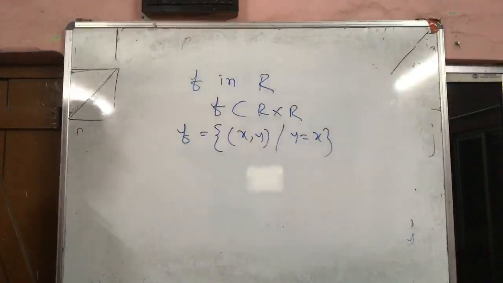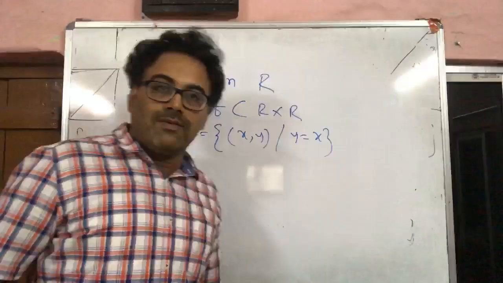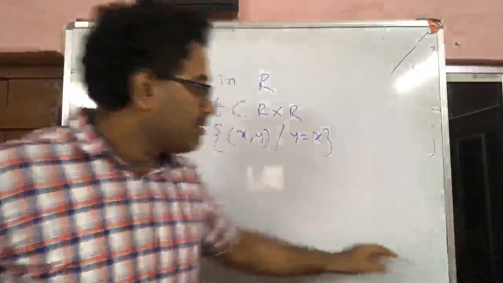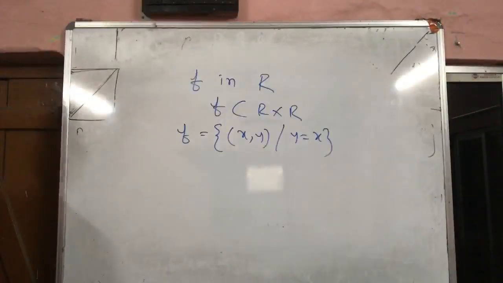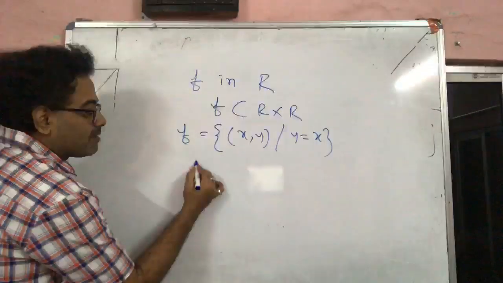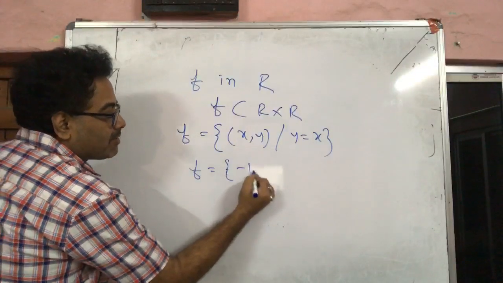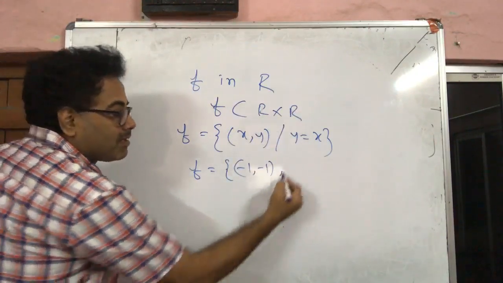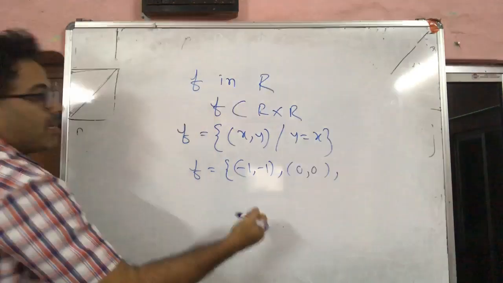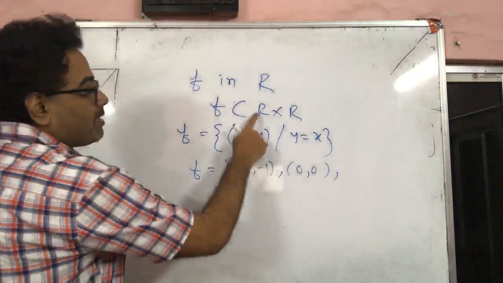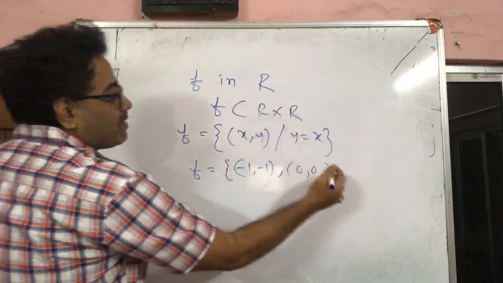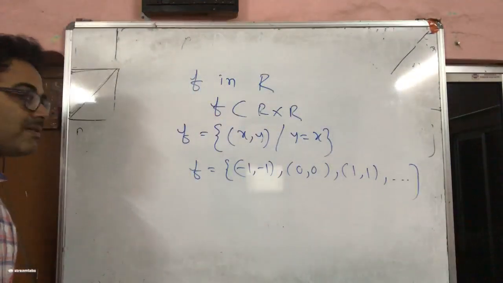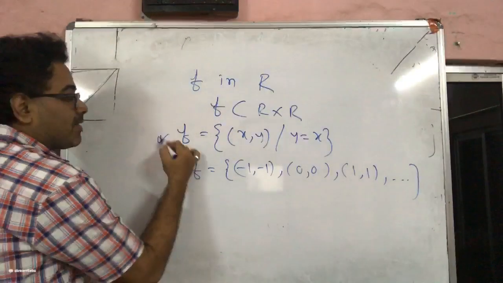Okay. All values are taken. So some few pairs I am writing. -1, -1; x and y same. X and y both will be taken from real numbers. 0, 0 and 1, 1. X is taken from real numbers, y is taken from real numbers. In this way, infinite number of pairs available. So this is called identity function.